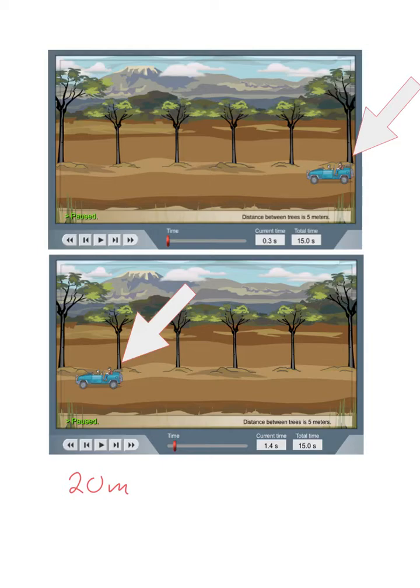Notice that I am putting the units here. It's very important that you use units with any of these measurements so you can keep track of what number means what. So 20 meters was the distance traveled. And then the time, that's going to take a little more work.